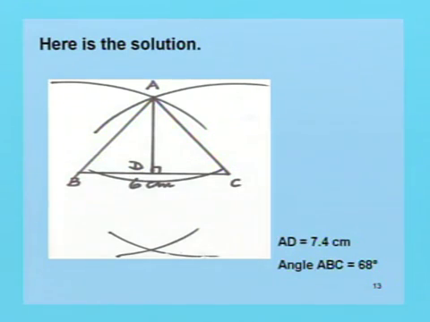If we measure the length of AD, we'll discover it is 7.4 centimeters. And if we measure the size of angle ABC, we will find that it is equal to 68 degrees.